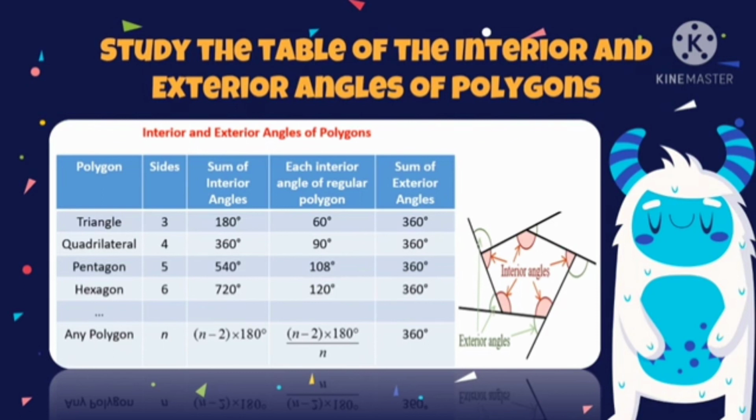Then, each interior angle of regular polygon. So, pag sinabing regular polygon, same sila ng measurement ng mga sides. So, dapat pare-pareho yung sukat ng kanyang sides. So, this is only applicable to regular polygon. Then, ang sum of exterior angles ng mga polygon ay laging 360 degrees.